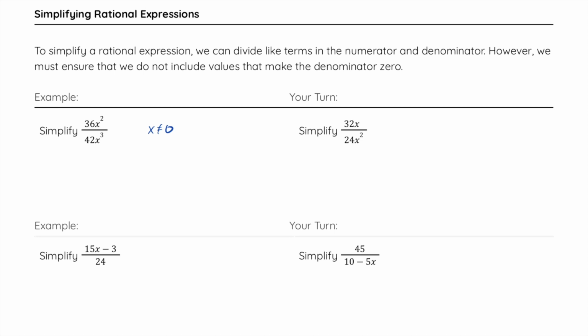So for example, 36 and 42 both have a common factor of 6. So I could write the values here as 6 over 7. And we see that x squared divided by x cubed would leave us with an x in the denominator. And so that is the simplified version of that. So go through each of these examples. Once I show you this one, pause the video, try the one on the right, see how you do, and then I'll post the answer for you.